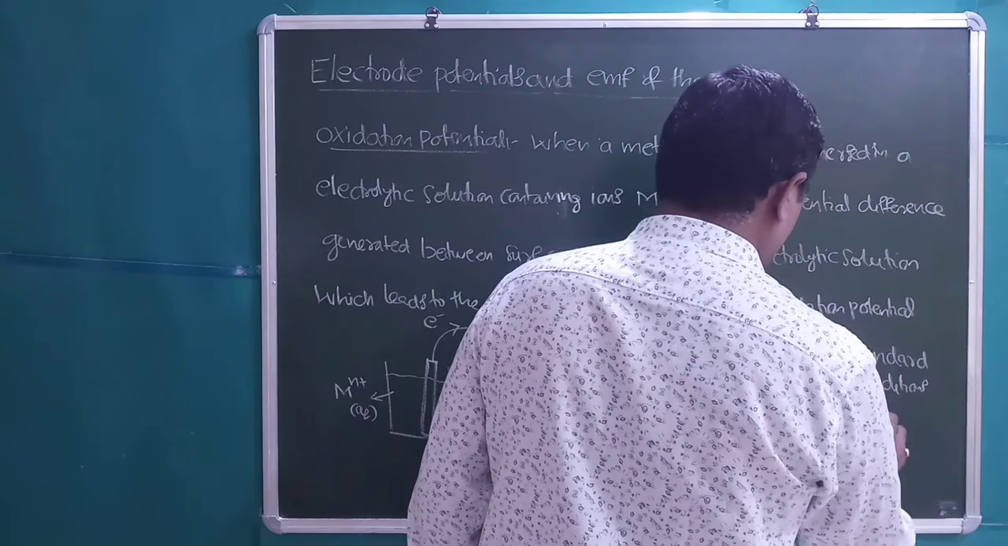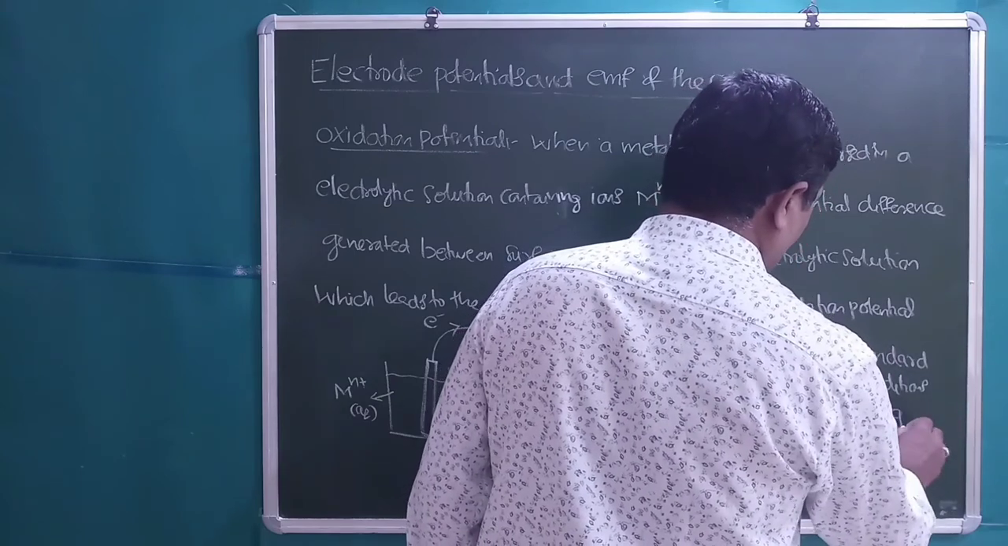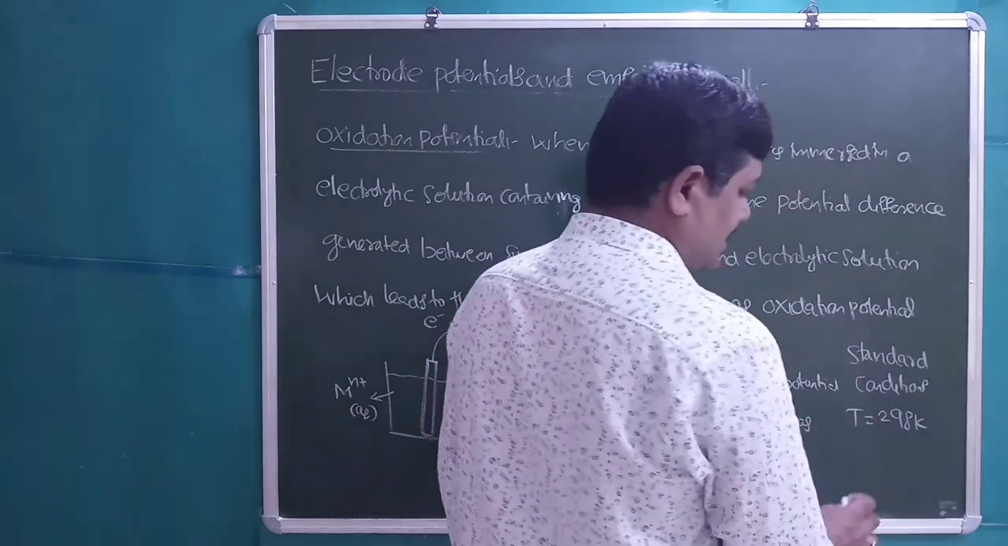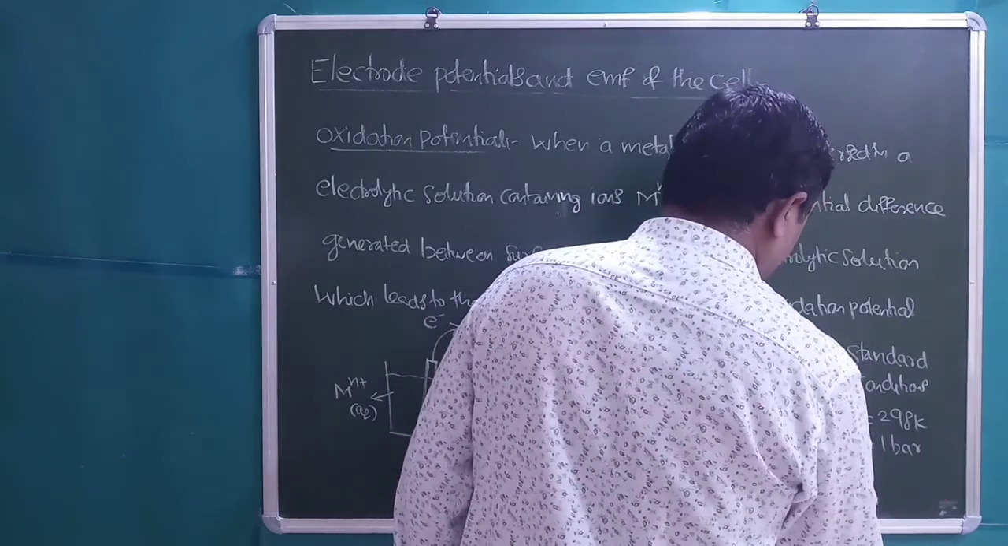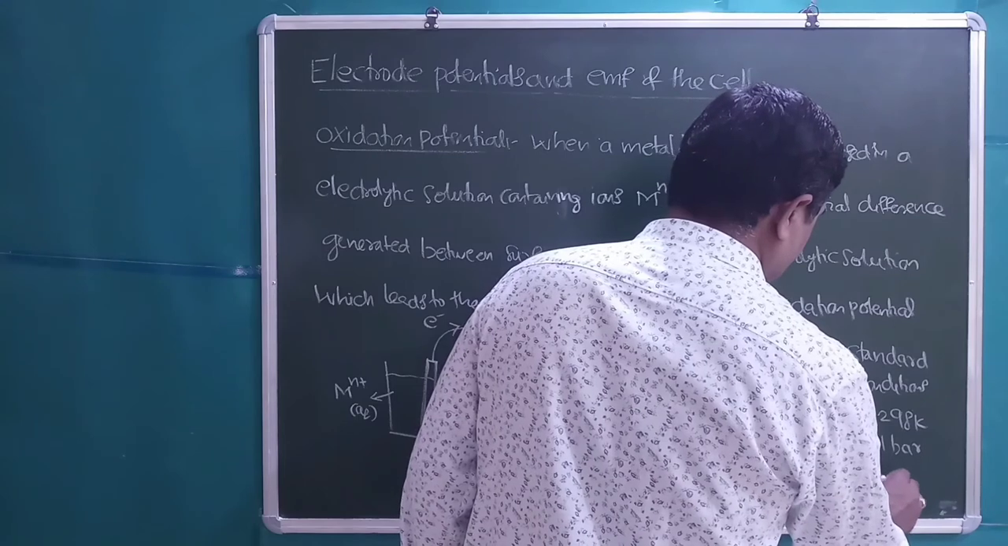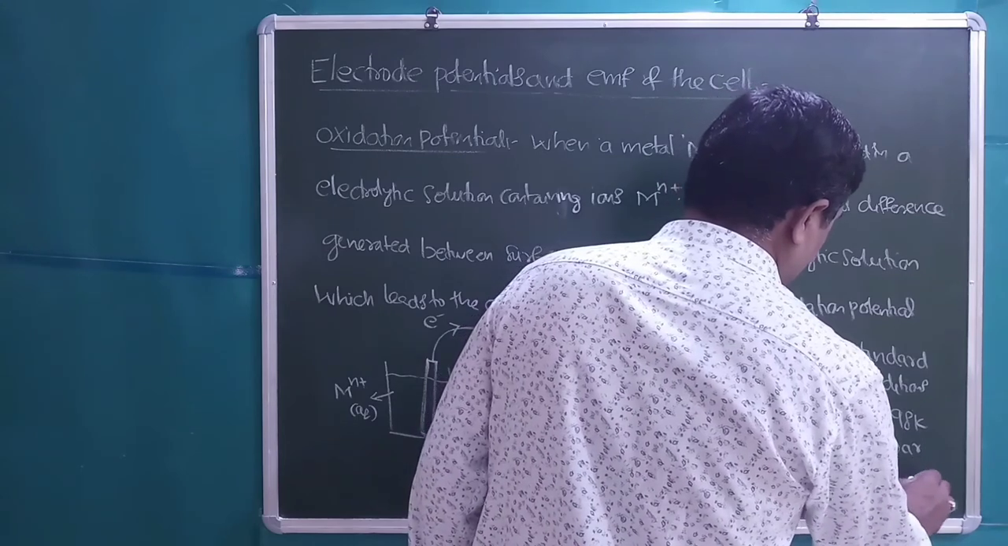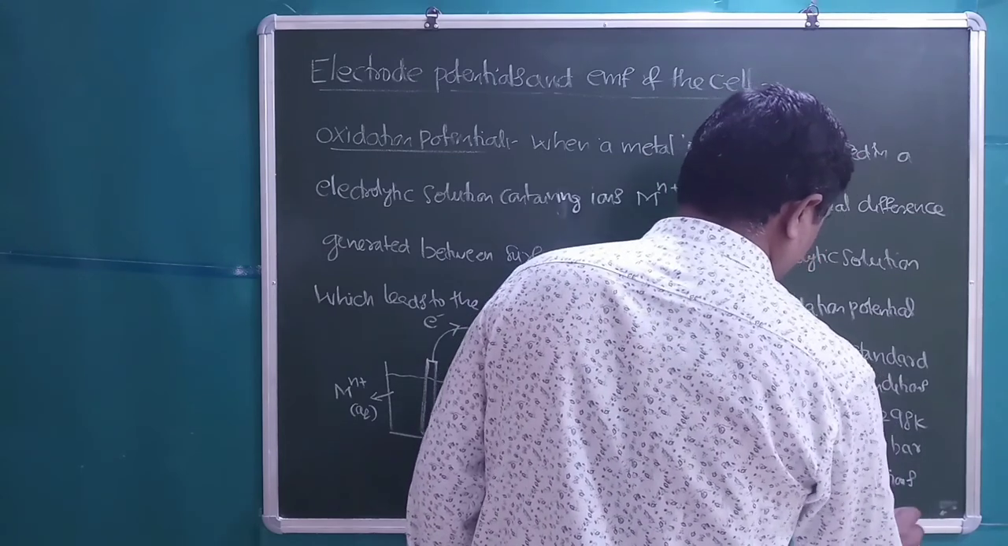Standard conditions are: temperature should be 298 Kelvin, 25 degrees Celsius, pressure is 1 bar, and the concentration of the electrolytes should be 1 molar.